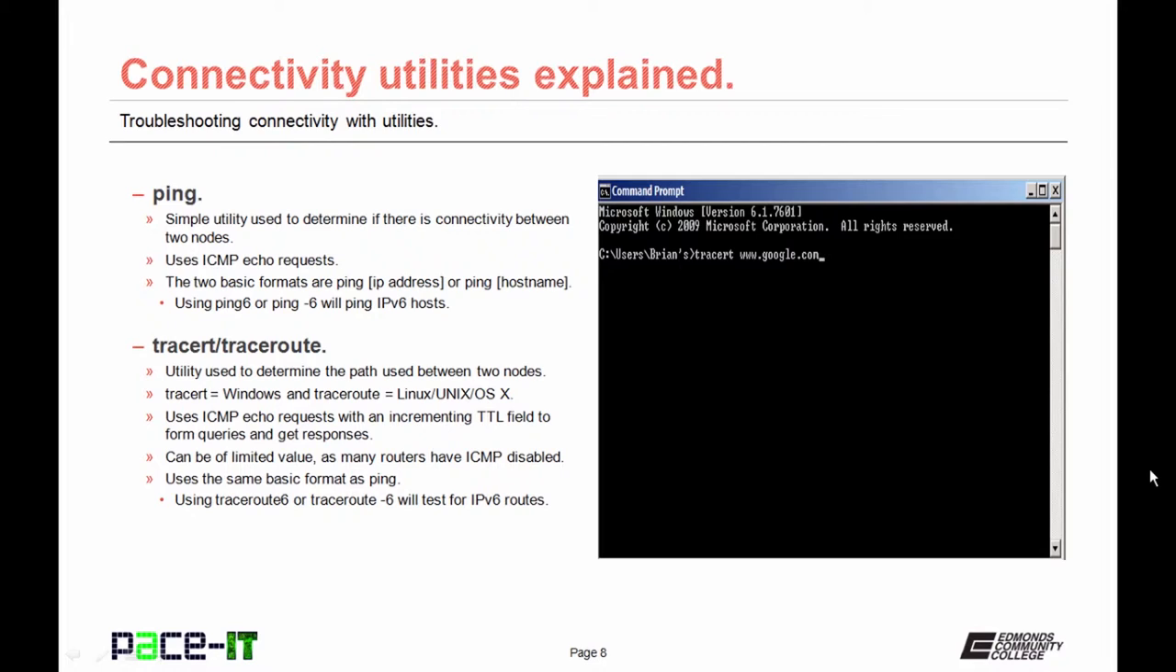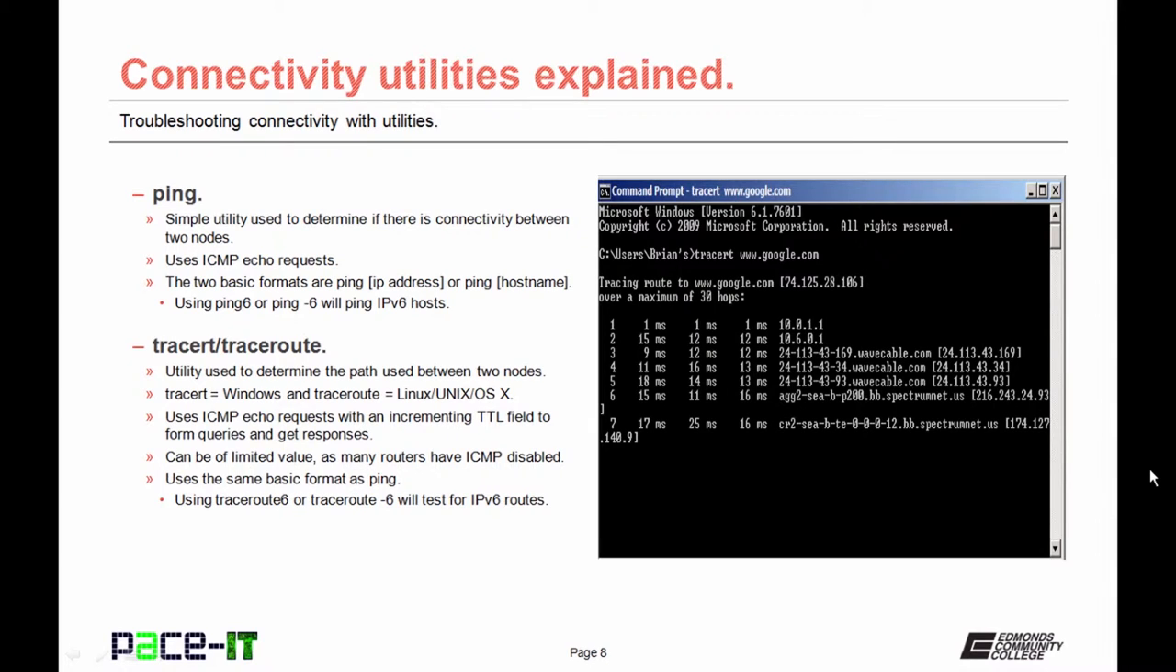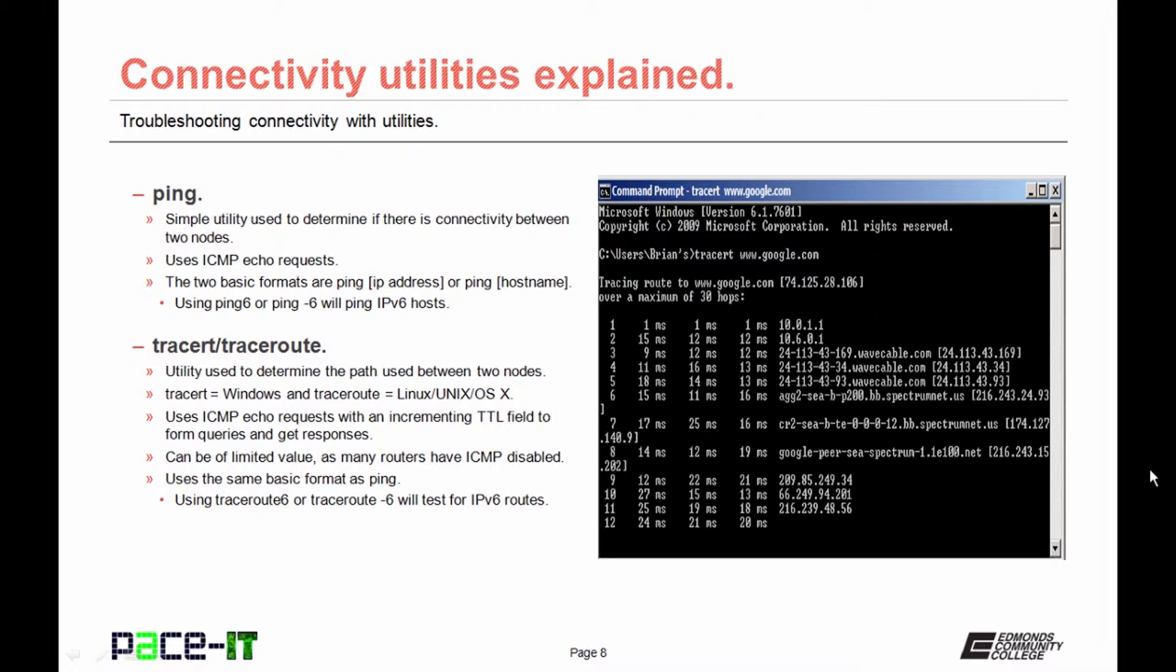Tracert, T-R-A-C-E-R-T, is the Windows version, and traceroute, T-R-A-C-E-R-O-U-T-E, is the Linux, Unix, or OS X version of the command. It also uses ICMP echo requests, but it uses it with an incrementing time-to-live field to form queries and get responses. Each time the ICMP echo request is sent out, the TTL field is incremented by 1, and tracert is used to determine how many routers are between two points. It can be of limited value, though, as many routers have ICMP disabled. It uses the same basic format as ping.